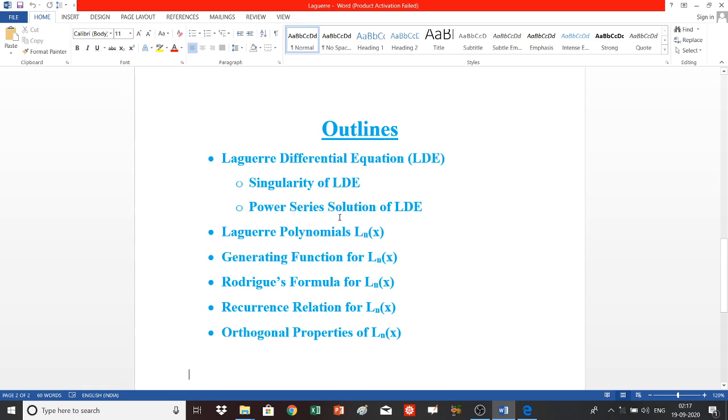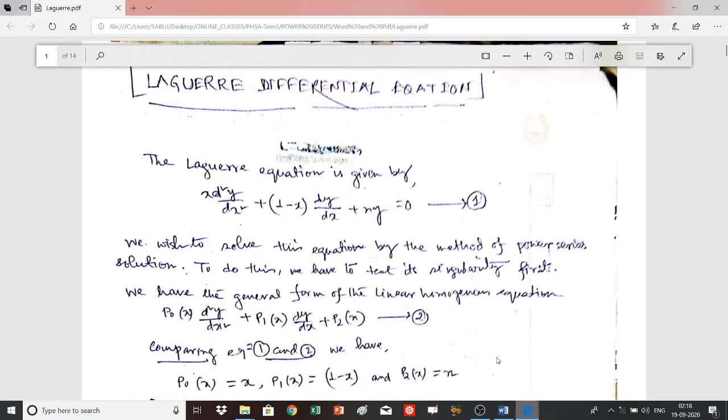and then the Laguerre polynomials Ln(x). After that, the generating function for Ln(x) will be calculated, then the Rodrigues formula, and after that some recurrence relations of Ln(x), that is Laguerre polynomials, will be studied, and finally orthogonal properties of Laguerre polynomials will be discussed in this class. So let us go to our class, to the first topic, the Laguerre differential equation.